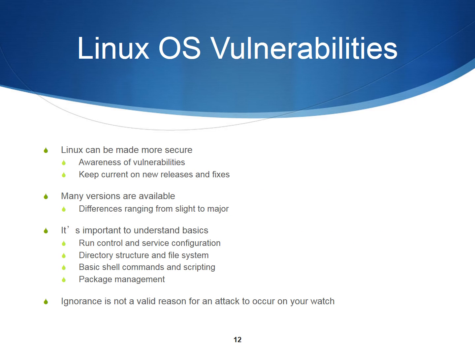Linux operating system vulnerabilities. Linux can be made more secure simply by having an awareness of vulnerabilities and keeping current on new releases and fixes. Many versions of Linux are available, with differences ranging from slight to major. Therefore, it is important to understand basics such as run control and service configuration, understand the directory structure and file system, know some basic shell commands and scripting, and review effective package management for that version. Ignorance is not an excuse for allowing an attack to occur on your watch.